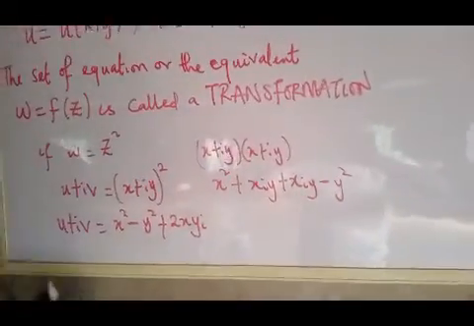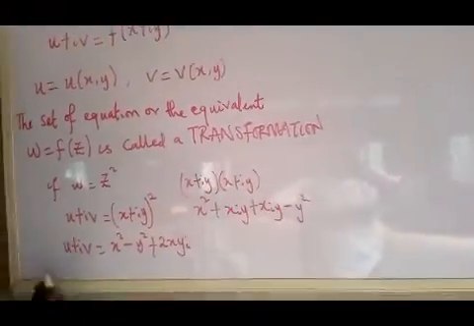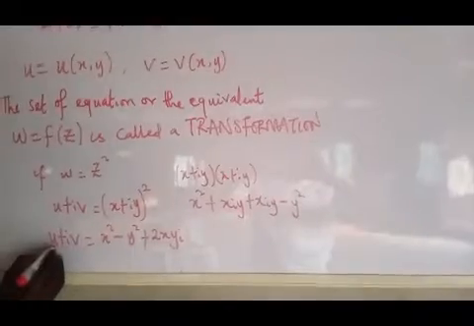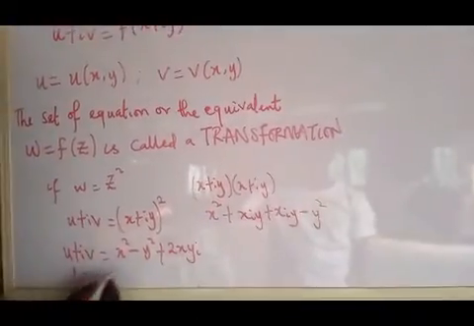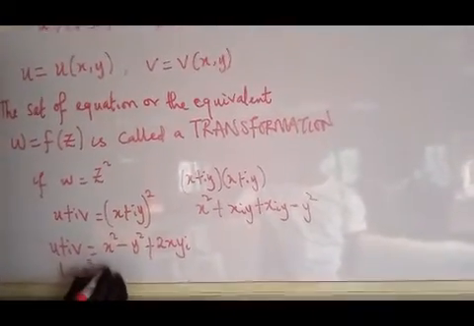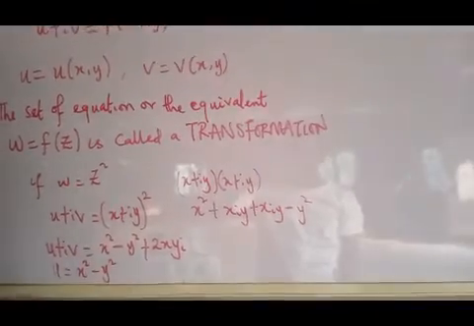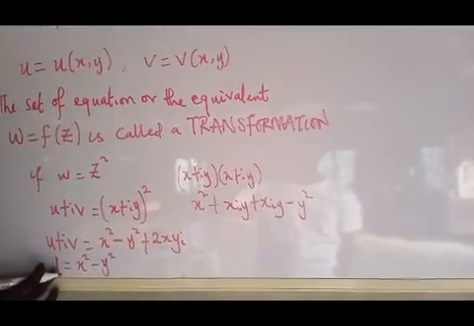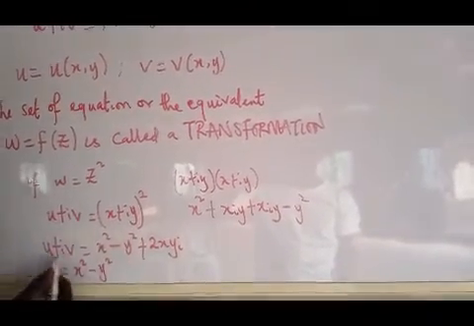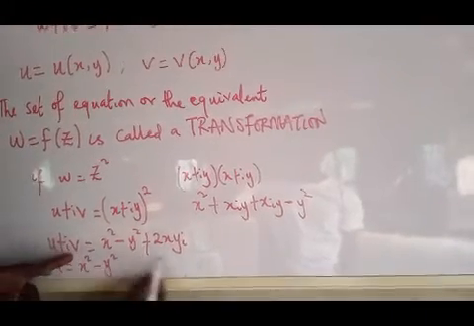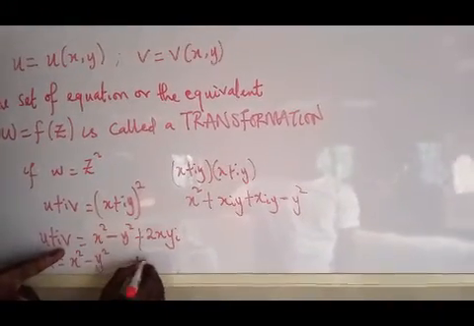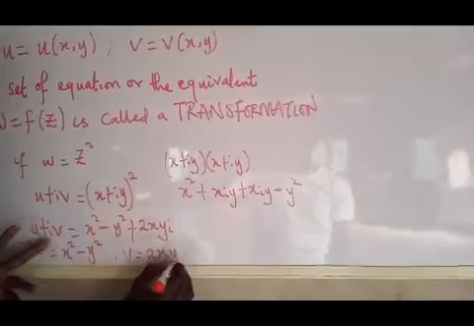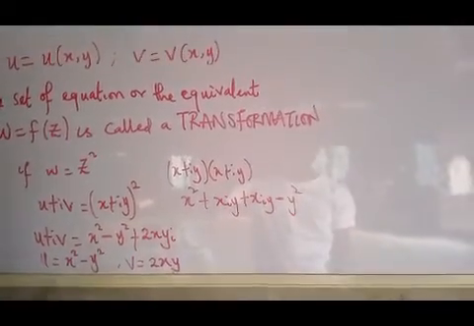So now after that, what you need to do is to compare. You can see that your u from here will be equal to x squared minus y squared. Alright, your u will be equal to x squared minus y squared. And your v is having i, this one too is having i, so that means your v will be 2xy. So that's how to do this.